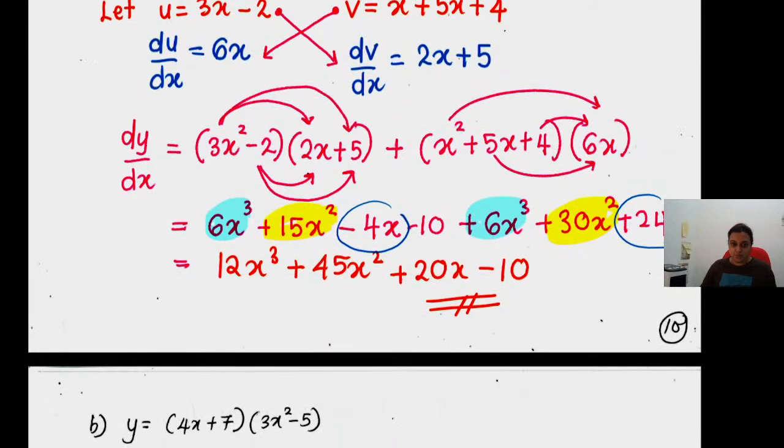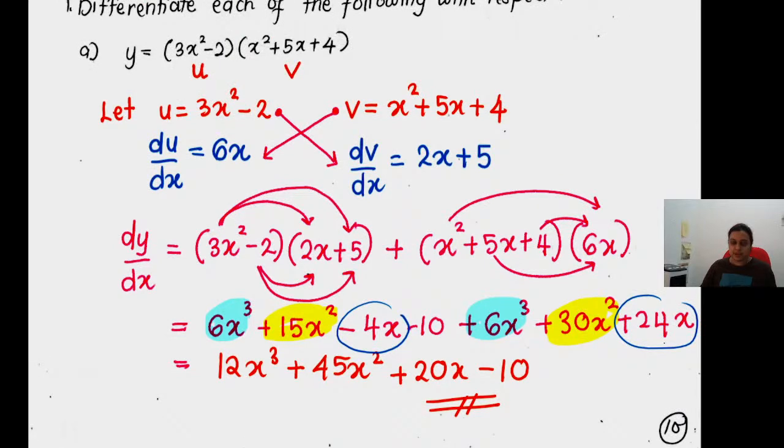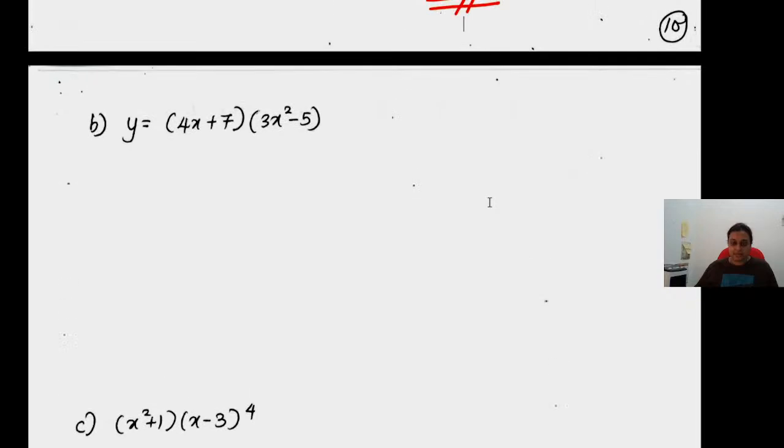Go to question 2b. If you are all writing down, let me give you more seconds. Okay, b, same method. First step, identify which one is the u and the v, because there are two brackets. So this is your u and this is the v. Let u be 4x plus 7, and v be 3x squared minus 5.